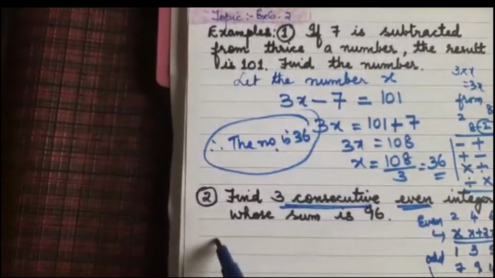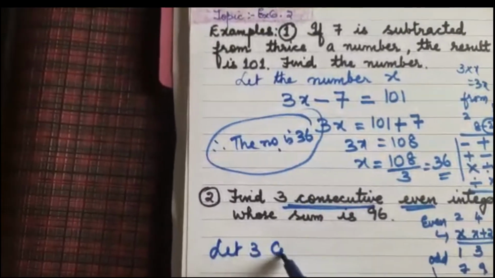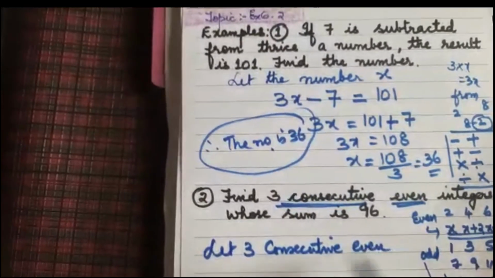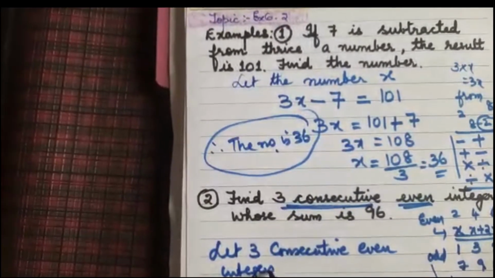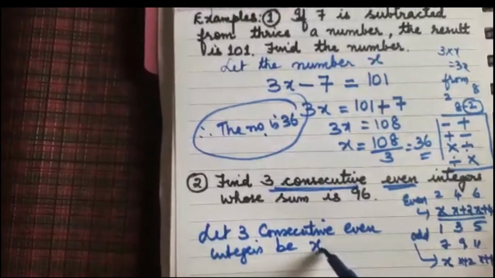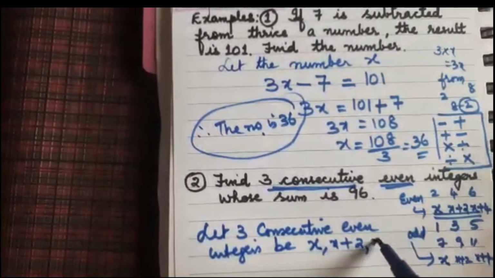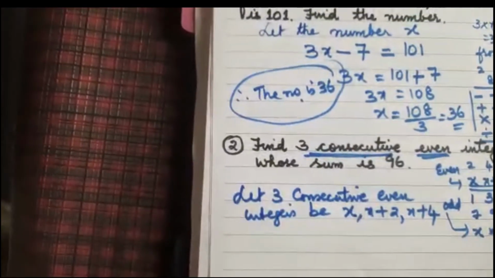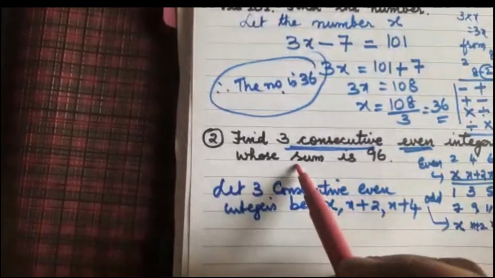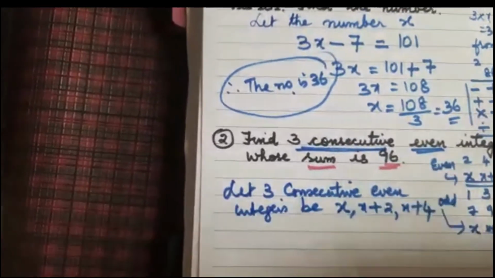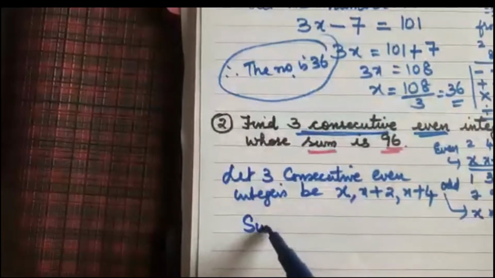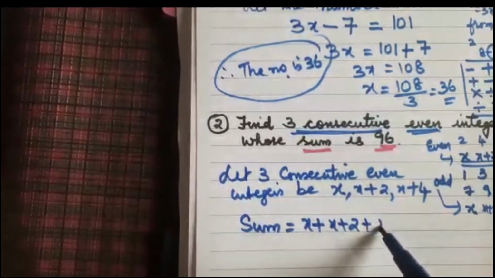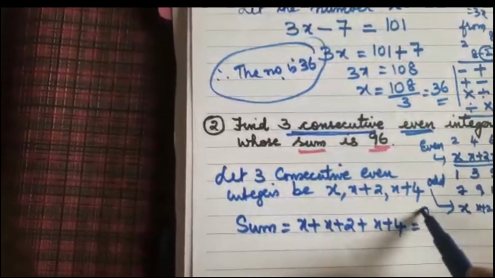What is given? So let 3 consecutive even integers be x, x plus 2 and x plus 4. Whether it is odd or even, you can take this. Then the sum is given as 96. So you have to find the sum here. So the sum equals x plus x plus 2 plus x plus 4, and that is given as 96.